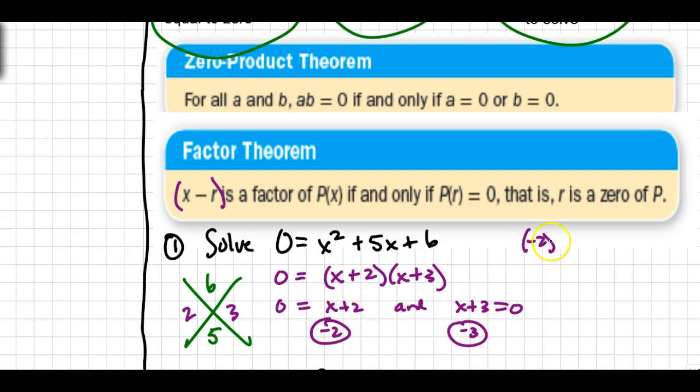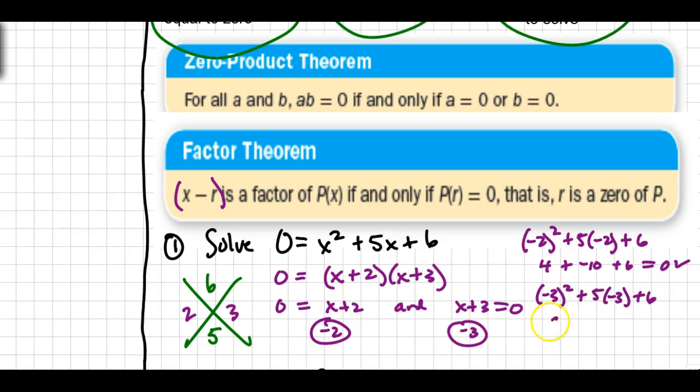If I take negative 2 and square it, and do 5 times negative 2 and then add 6, I should get the number 0, because that's what the polynomial says. Negative 2 squared is 4. 4 plus negative 10 when we multiply, plus 6, is indeed equal to 0. Same thing happens when I try my negative 3, the other 0. If I square that, multiply it by 5 and add 6, I get 9 plus negative 15 plus 6, and that is also equal to 0.